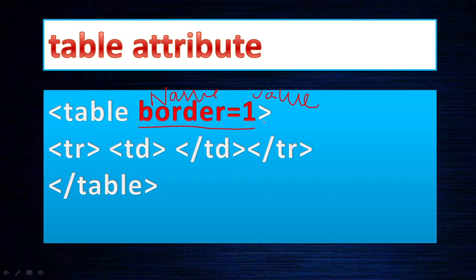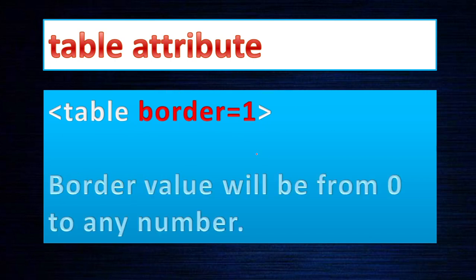So what happens if you give border is equal to 1? The border value can be from 0 to any number. You can give any number, but if you give a bigger number, the border size is very, very big. You may not be able to see the whole page, it may occupy the whole page if it's too big. But when it is 0, there is no border. What we see now is the default. When you do not specify the border, it means the border is equal to 0. That is the default. Therefore we did not see any border in the previous example.